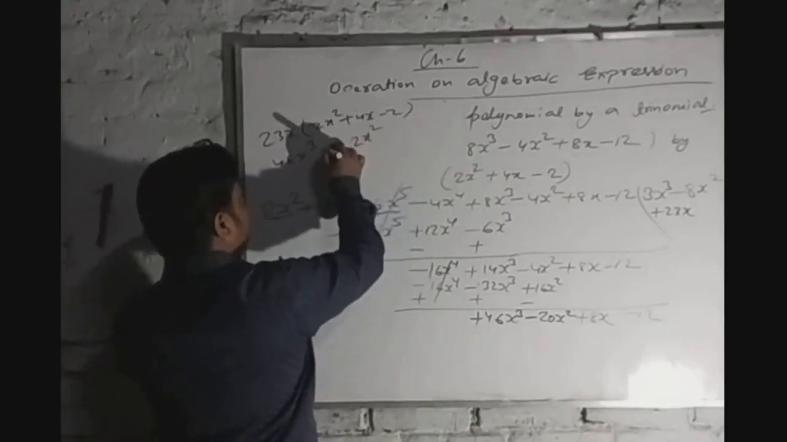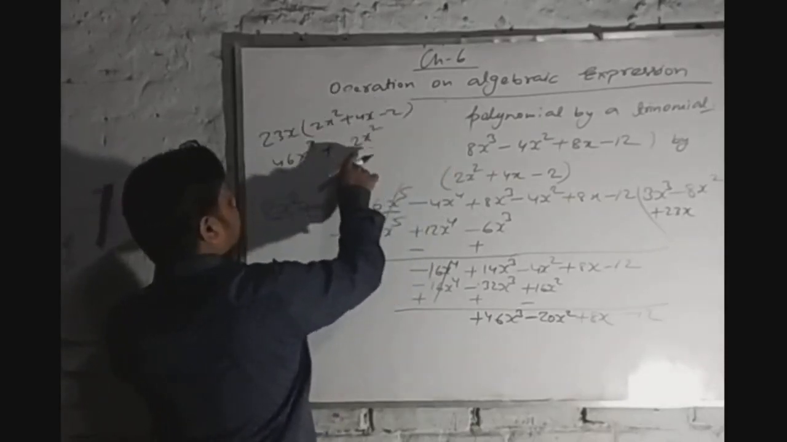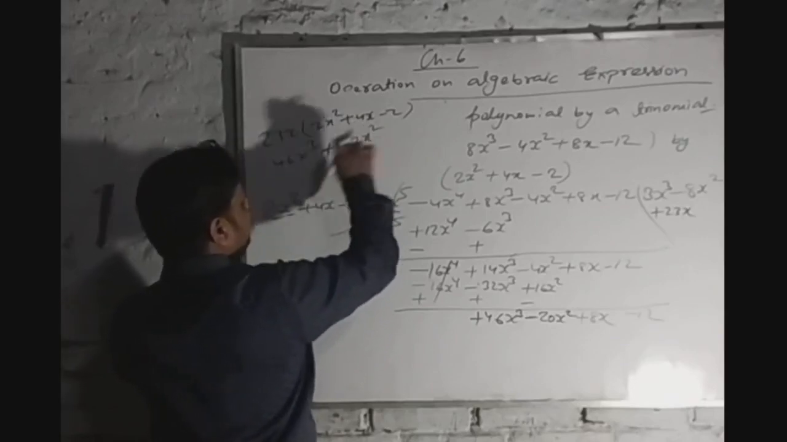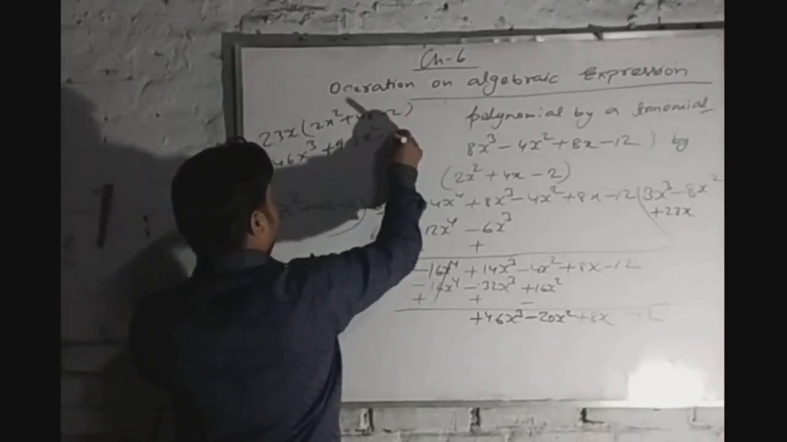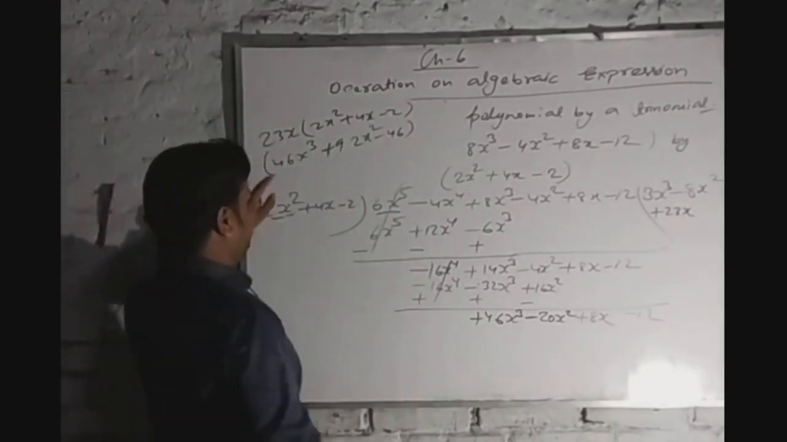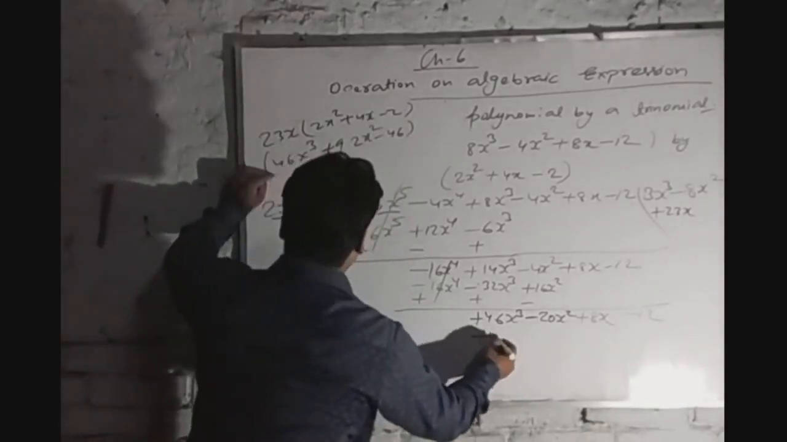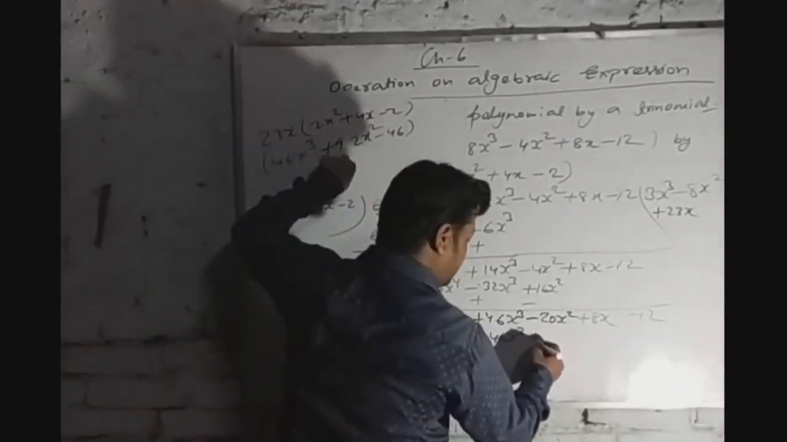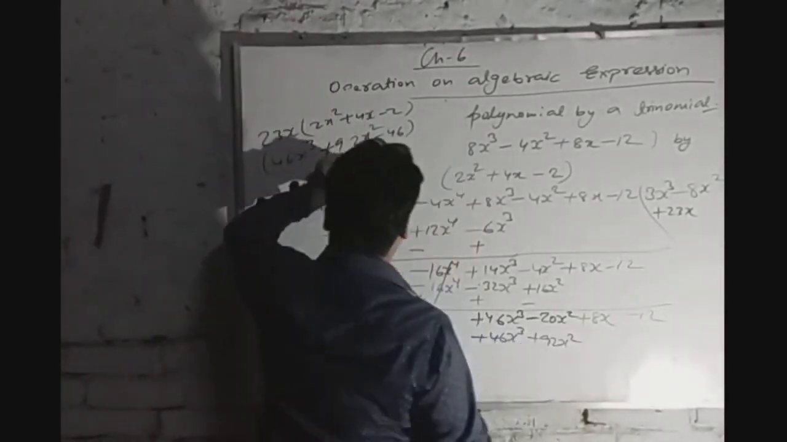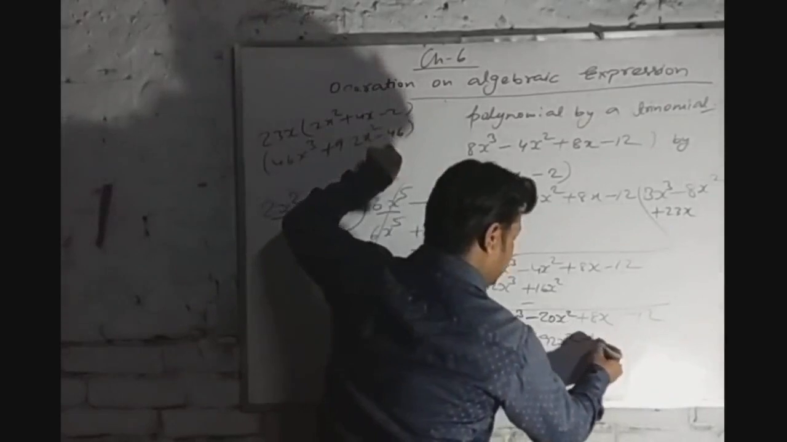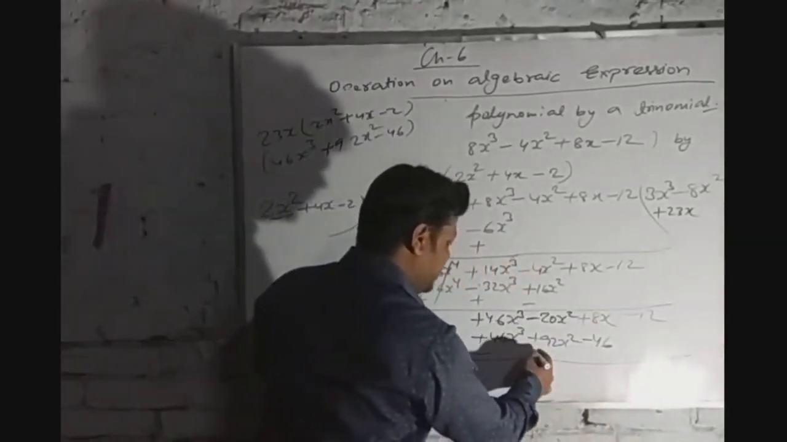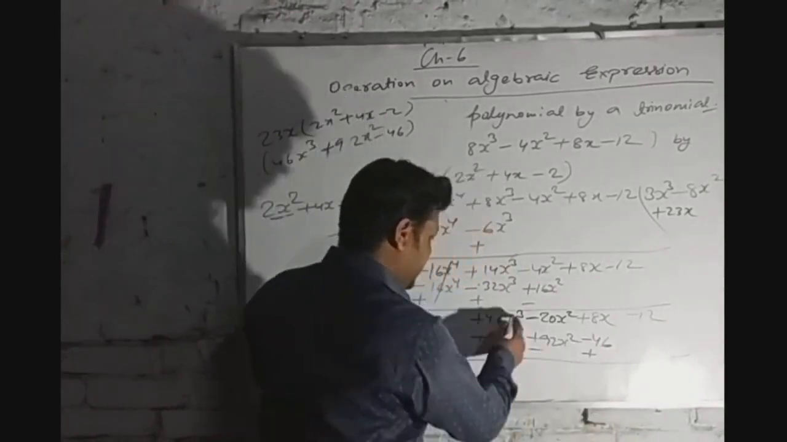Sorry, 7. 4 threes are 12, 2 carry 1, 4 twos are 8 and 1, 9. Now correct. Now 23 times 2 is 46, minus 46. So this one will be noted. Plus 46x cube, then plus 92x square. After that minus 46. Now again change the sign. Plus, minus, plus. Cancelled out.